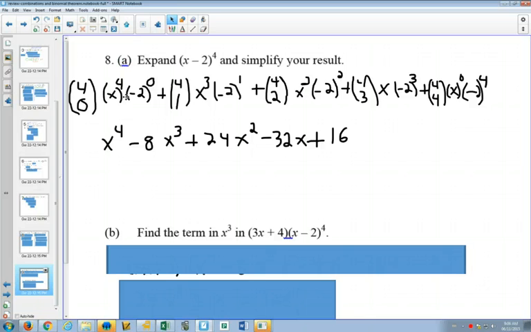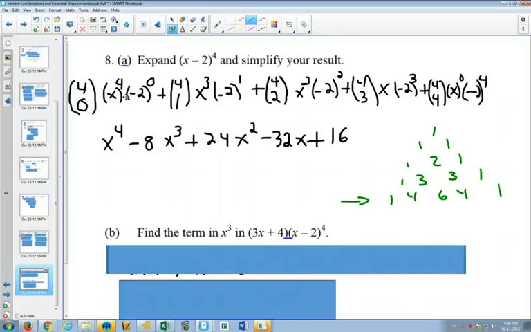I'll remind you of another thing that you learned in previous years as well. Do you remember Pascal's triangle? So we've got 1, 1, 1, 1, 2, 1, 1, 3, 3, 1, 1, 4, 6, 4, 1, and I'll stop there because that's the one that has 5 terms. And the 1, 4, 6, 4, 1, that's what these numbers are here in the combination part.